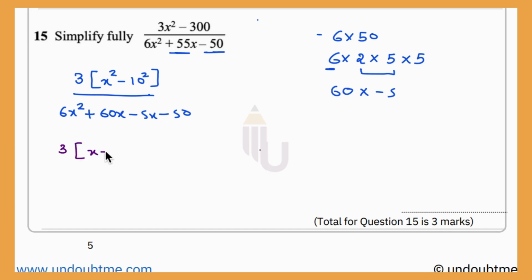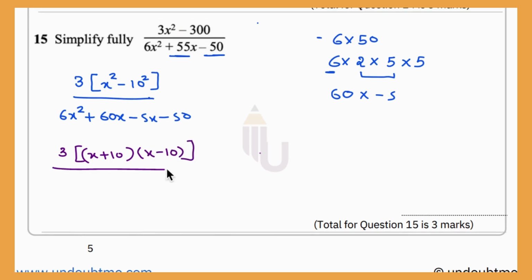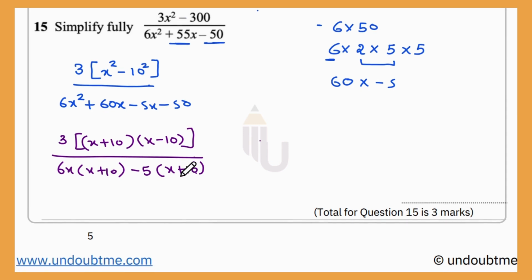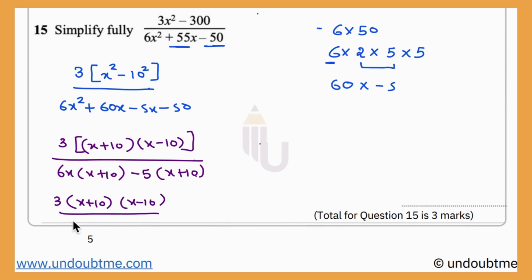In the numerator, it is x plus 10, x minus 10, while in the denominator, from the first two terms, 6x is common, x plus 10. From the next two terms, minus 5 is common, so x plus 10. We have got same brackets, means we are doing good, we are doing right. So 3 times x plus 10, x minus 10 over x plus 10 common, and 6x minus 5. X plus 10 is cancelled. We are left with 3 times of x minus 10 over 6x minus 5, and that is the most simplified form, which will become our answer.